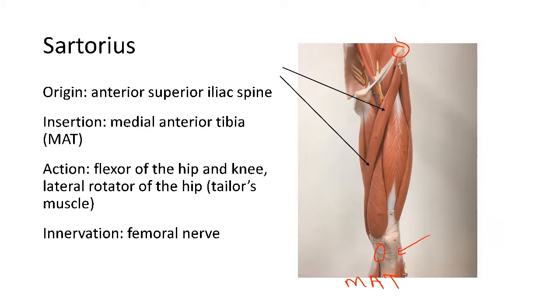It's a solid flowing movement. Flex the hip, laterally rotate it, and flex the knee, all in the same movement. And it's all about the femoral nerve.